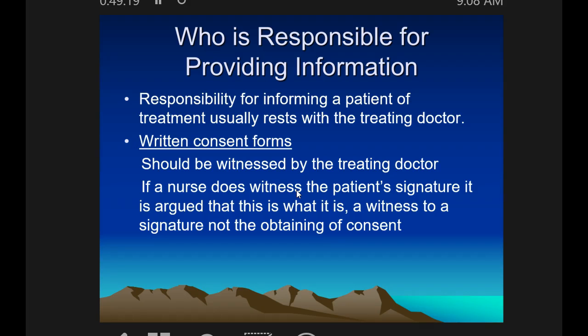So, yes, usually that'll occur in the doctor's rooms if it's obviously a more serious or more invasive procedure. And usually the verbal consent will be gained and then the form is signed. So just always remember that. Who is responsible for providing information? It usually rests with the treating doctor, and it should be witnessed by the treating doctor. And if you do witness it, you're just a witness to the signature, not responsible for the consent issue.